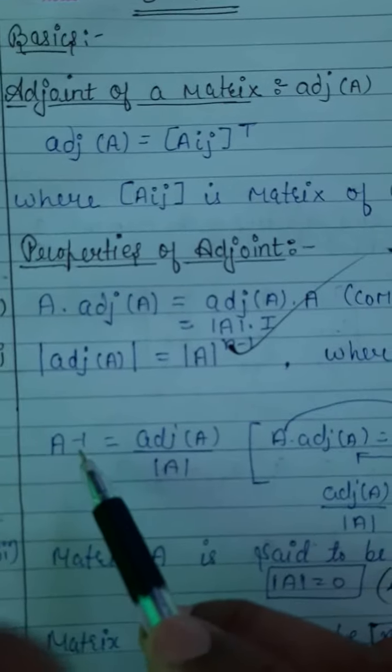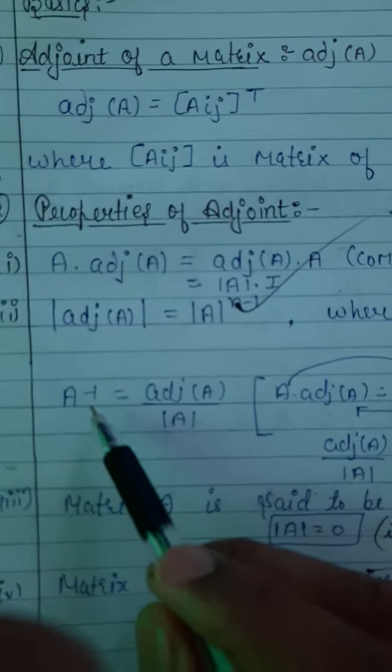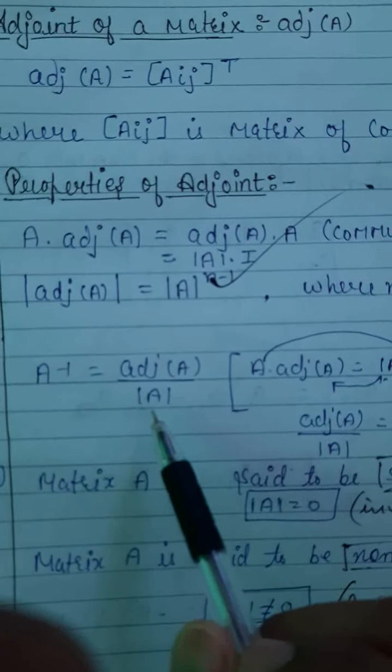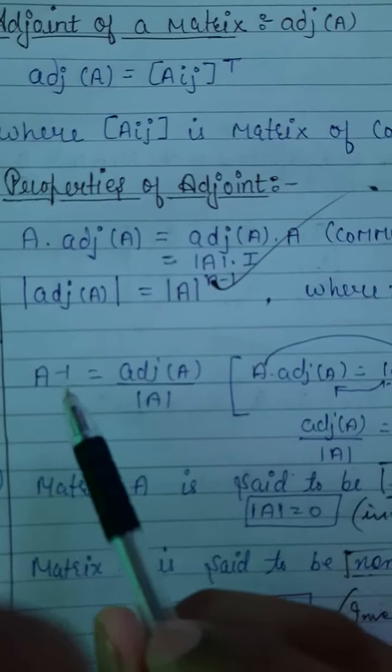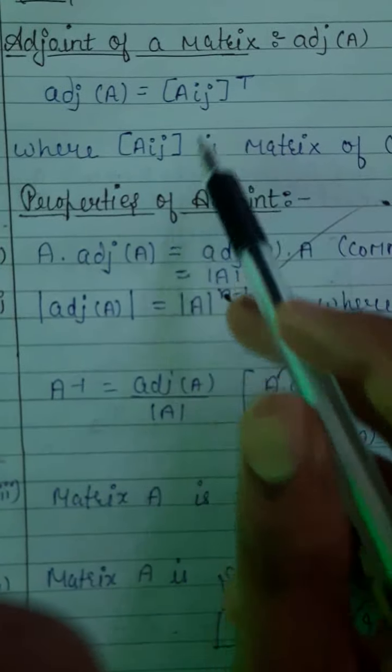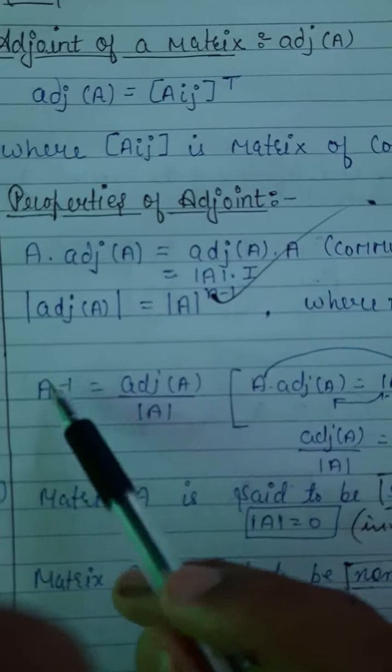Now this is the formula for finding A inverse. A inverse is equal to adjoint A divided by its modulus. So for finding A inverse we have to find adjoint first, by using this formula, then divide by its modulus, and you will get your A inverse.